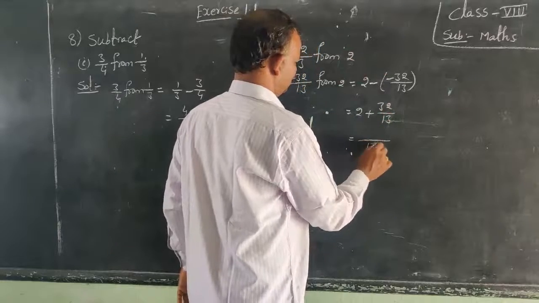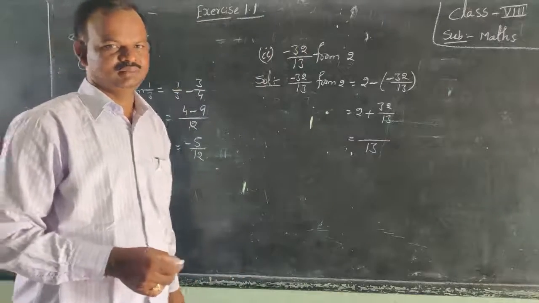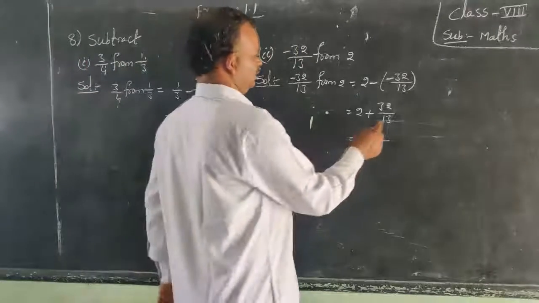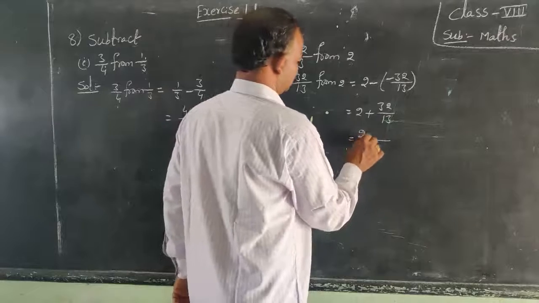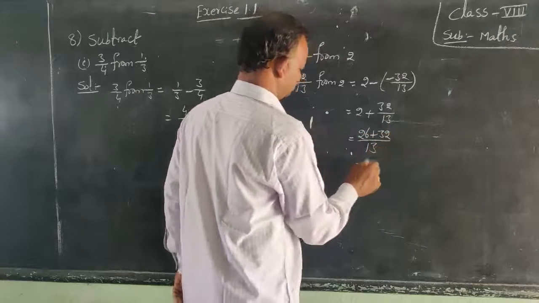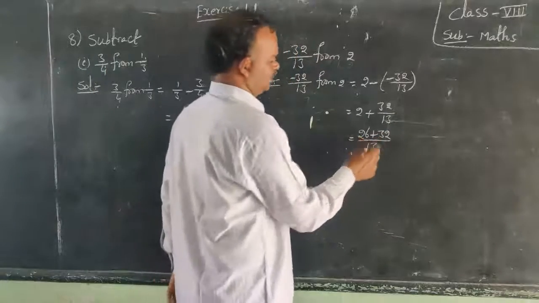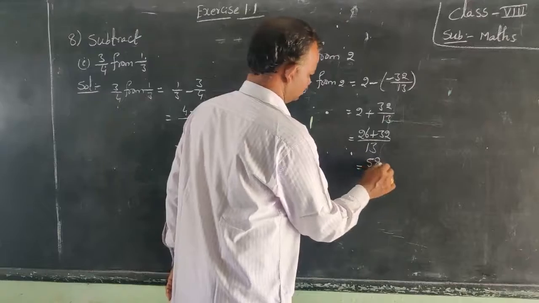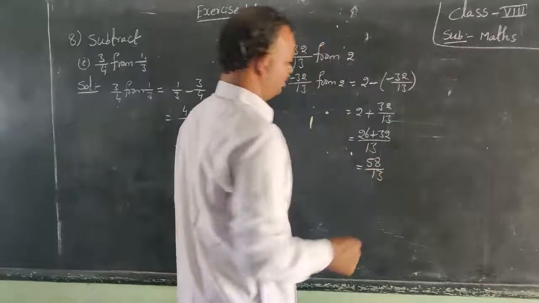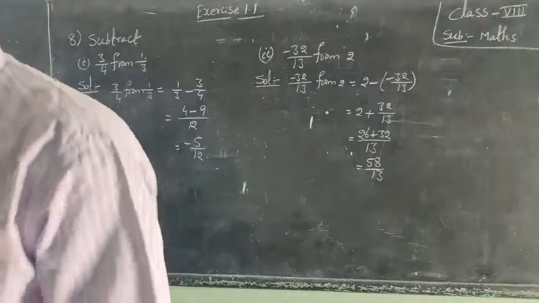Take LCM. LCM is 13. 13 2s are 26. Plus 32. Now we are adding these two values. 26 plus 32 is 58 by 13.